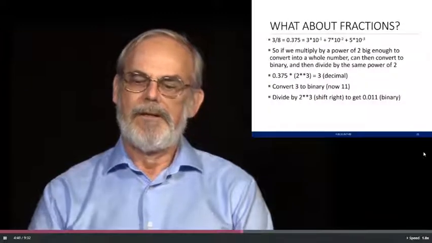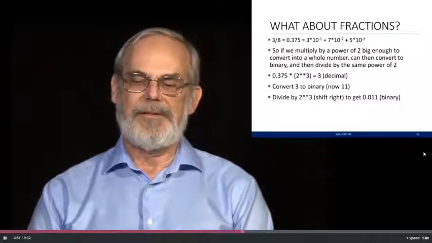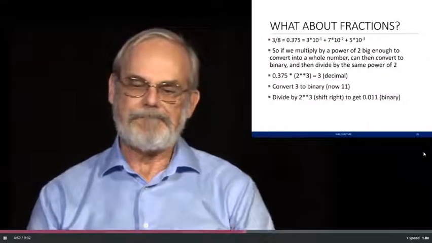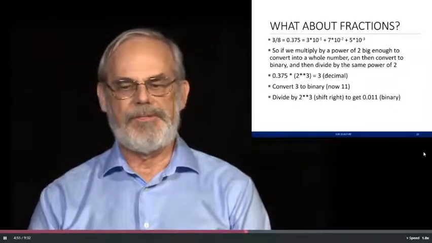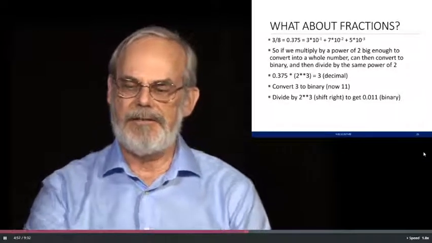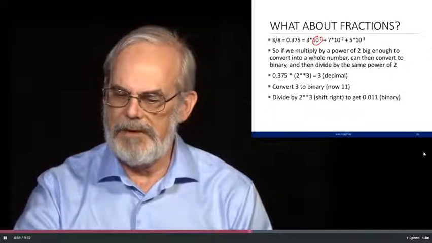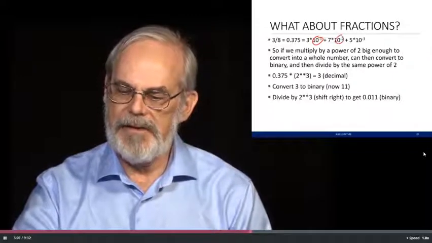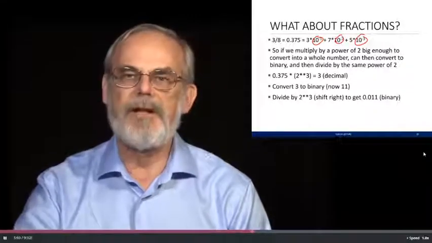But I started talking about floats. So how do I deal with the fraction part of this? Well, I can do almost the same thing. Let's take an example. 3/8 is 0.375, and in decimal, that is 3 times 10 to the minus 1, plus 7 times 10 to the minus 2, plus 5 times 10 to the minus 3.